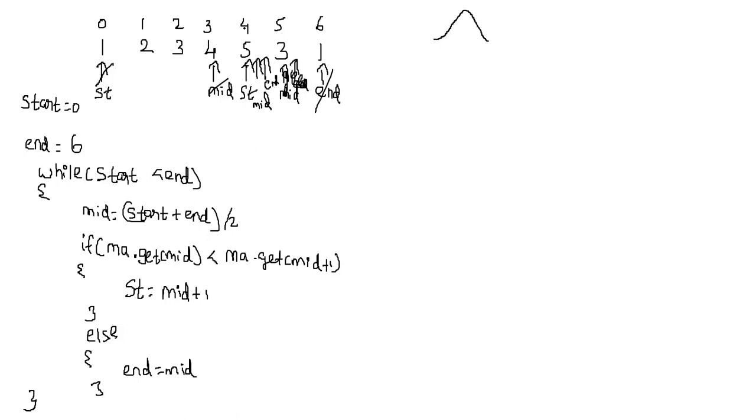Start less than end. Start is also on the index value 4. End is also on the index value 4. 4 less than 4, condition becomes false. I'll come out of the loop. I have got my peak element, saying that this is my peak element. So the mid value will give me the peak element.